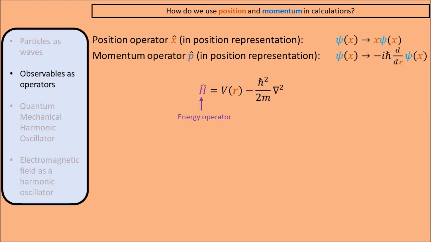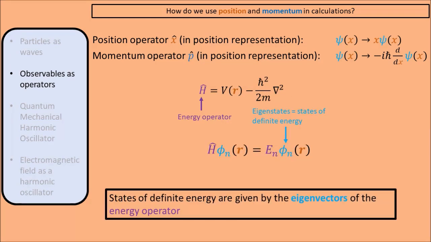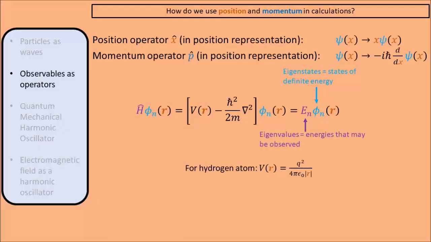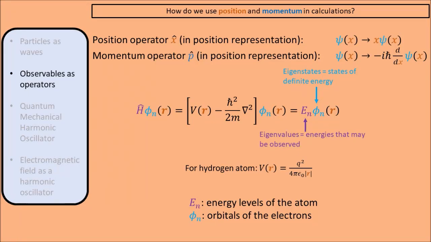Remember the observation we made before. The states of definite energy are given by the eigenvectors of the energy operator, and the possible values of the energy are given by the eigenvalues of the energy operator. One could use this equation to calculate the energy levels of an electron in a hydrogen atom. Plug in the expression for the electrostatic potential energy, and then solve for the eigenvalues and eigenvectors. This procedure correctly predicts the observed energy levels up to a certain degree of accuracy, which is further evidence that this is indeed the correct way to treat a particle quantum mechanically.